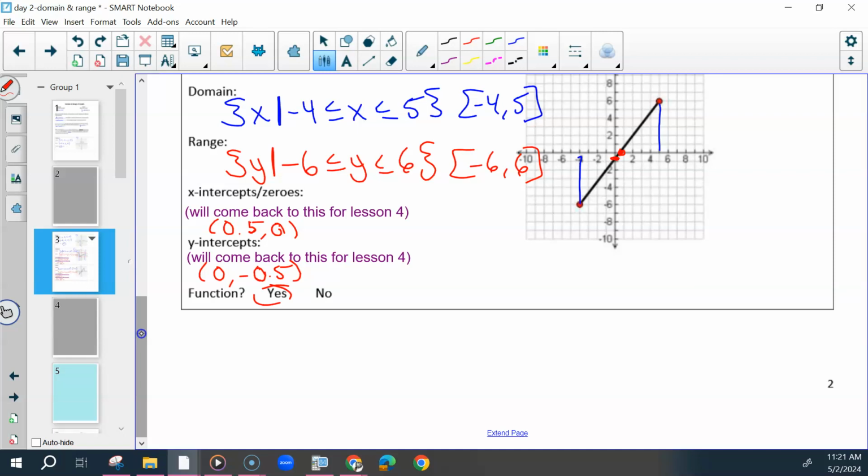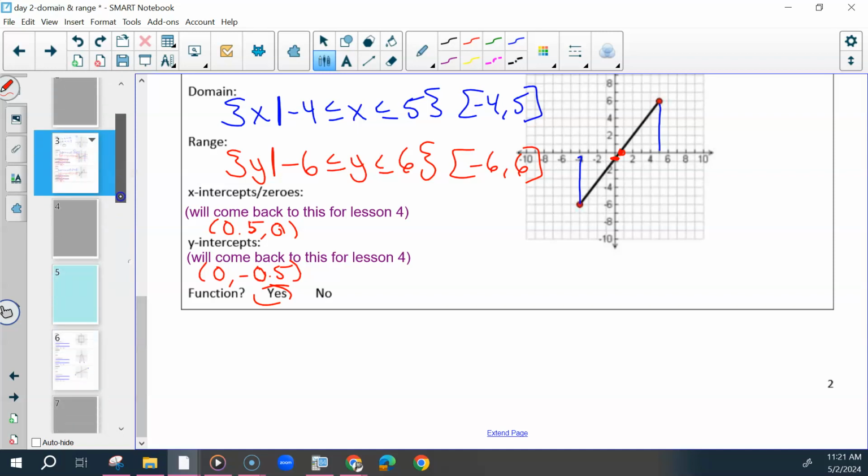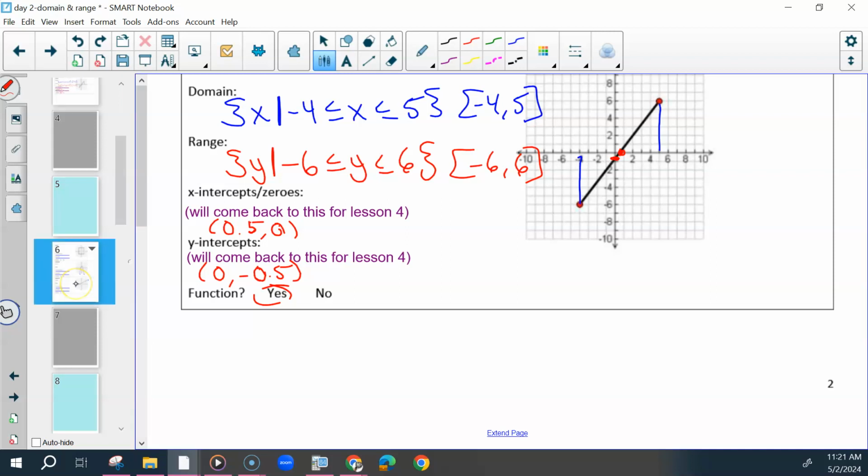I want you to try the rectangular one on the next page, and then we're going to move on to a different type of continuous. So I'll give you a couple minutes to do that.